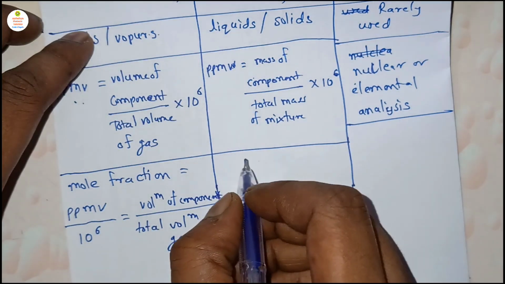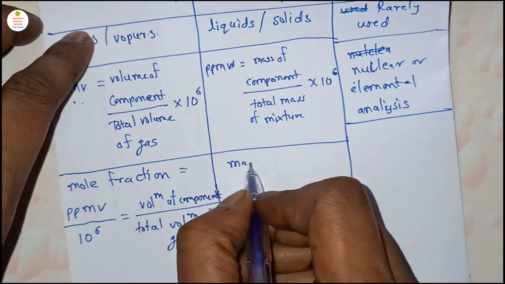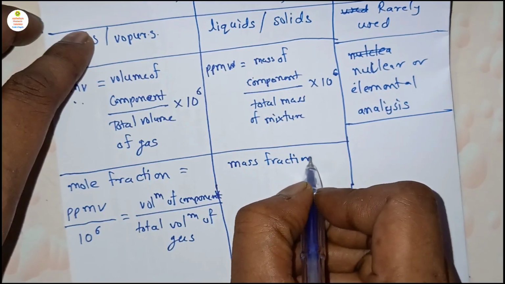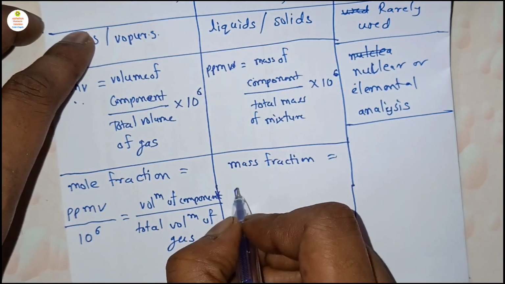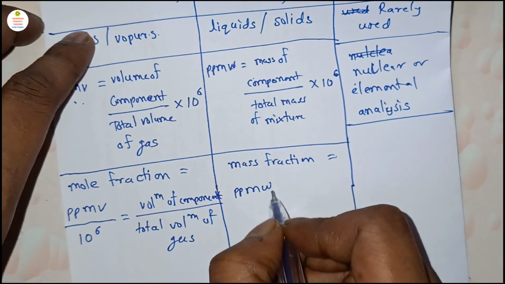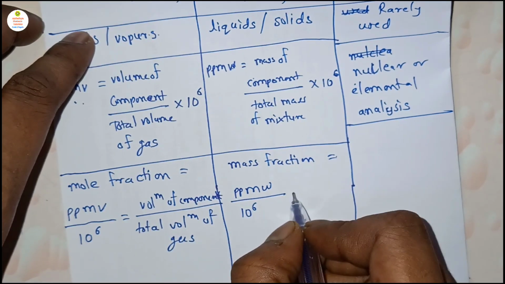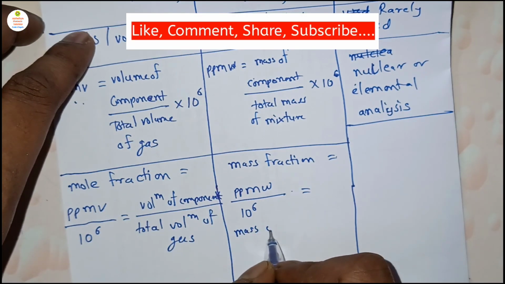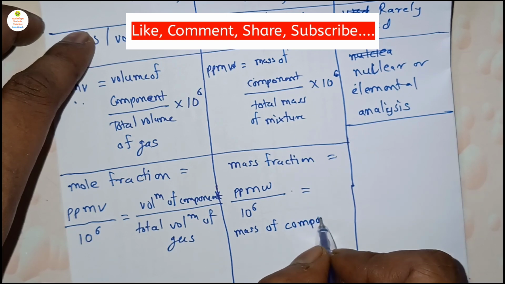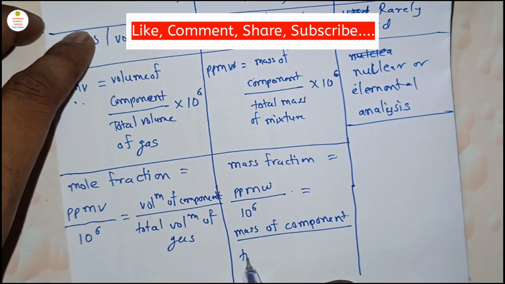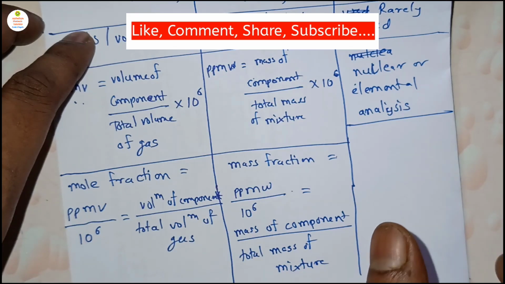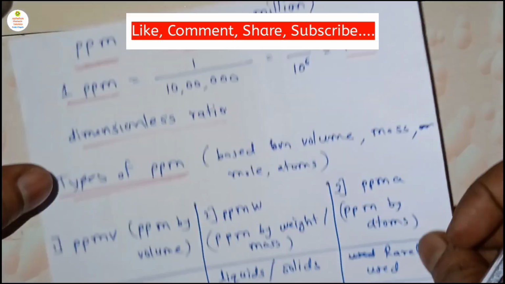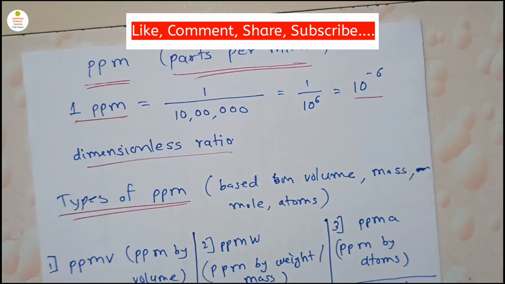Now further, mass fraction. Mass fraction is equal to ppmw upon 10 raised 6, which is equal to mass of component upon total mass of mixture. This is called the mass fraction. Students, in this video we have understood about ppm.